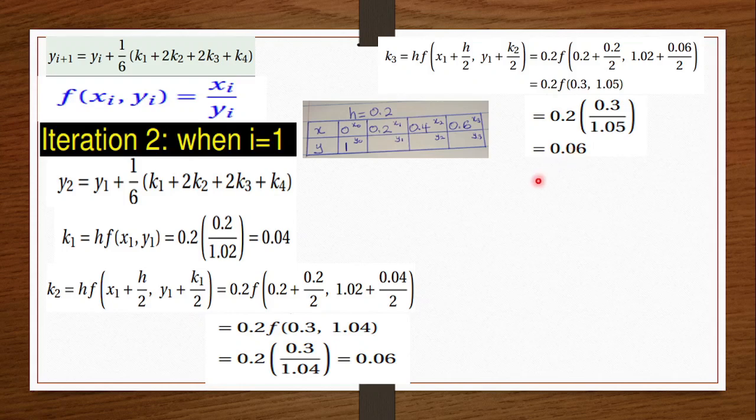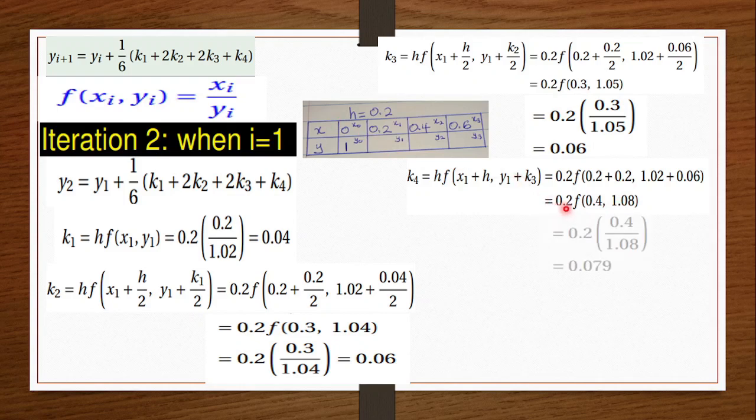Right, now the next thing to do is to find our k4 value. For the k4 value, we use the formula that we have, so we put in our x1 value, h value, y1, and k3 values from our previous iterations. Then we simplify to get f of 0.4, 1.08. Then we divide them according to this one here, then we multiply by 0.2. Then we finally have our k4 value. Now we have our k1, k2, k3, and k4 values, so we can finally find our y2 value here.